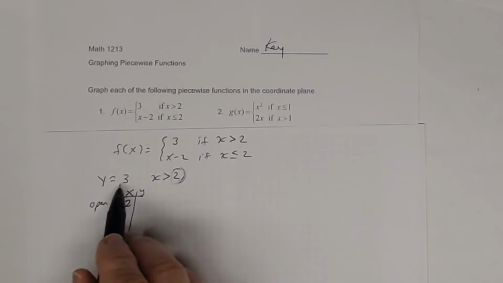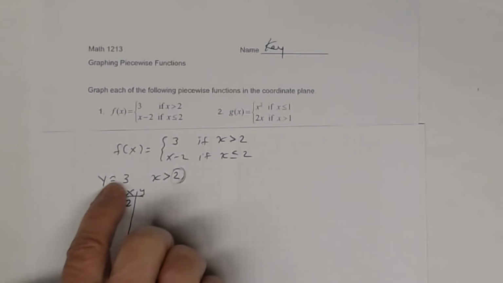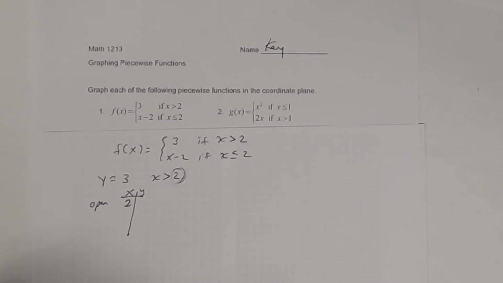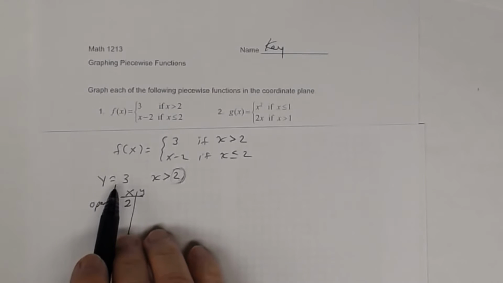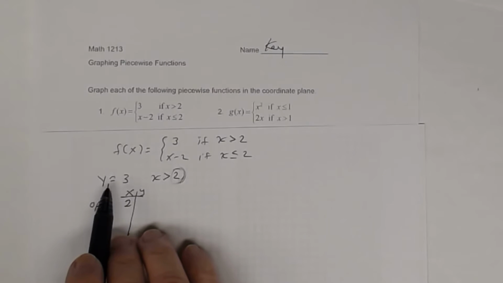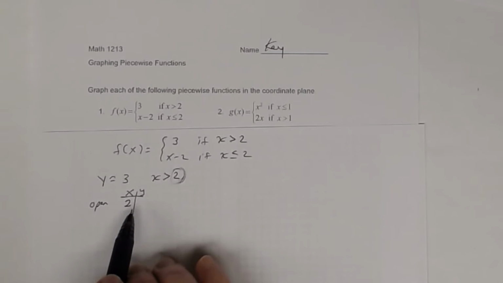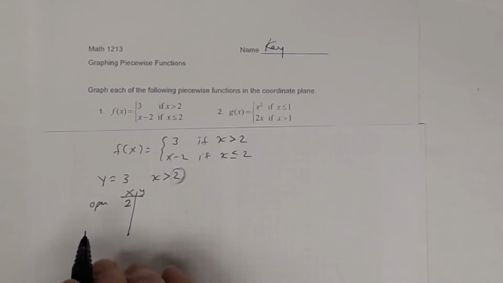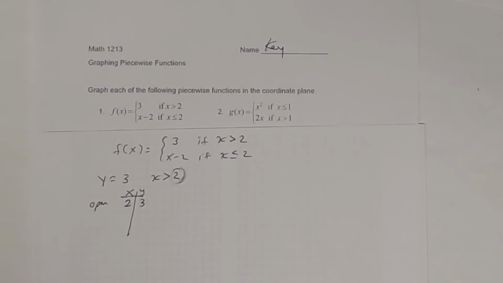But remember what this part right here means. If the domain was all real numbers, instead of what you see here, remember y equals 3 is a horizontal line. So y equals 3 is a horizontal line that intersects the y-axis at 3. So what that means is that no matter what x is, my y value is always going to equal 3. So when x is 2, my y value is 3.